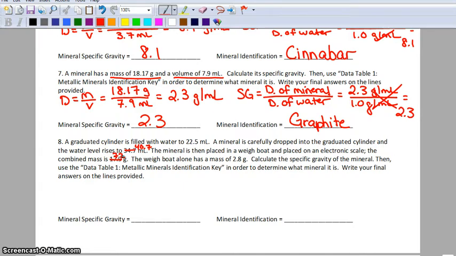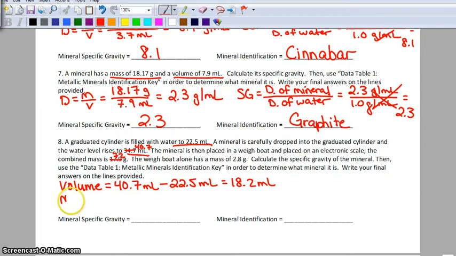Water displacement is used to find the volume of an irregularly shaped object. We know that if we take the final volume of the water minus the initial volume of the water, that will give you the volume of the object. So, little review from previous units. The volume is going to be 40.7 milliliters, which is the final volume, minus the initial volume, which was 22.5 milliliters. If you plug that into your calculator, you get 18.2 milliliters as the volume of the mineral.